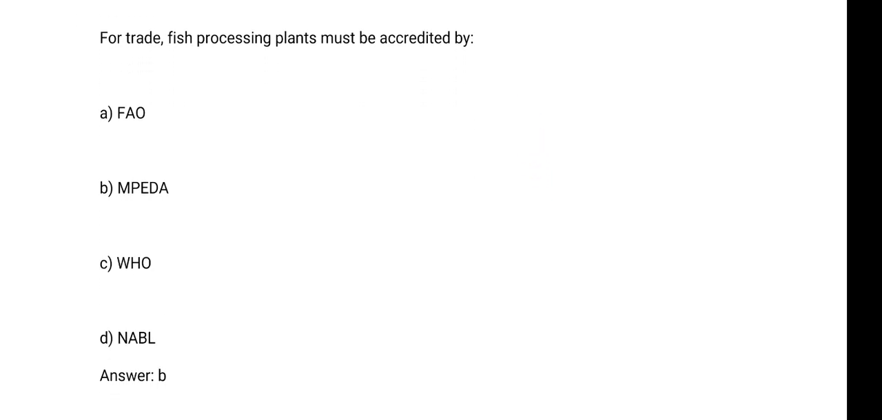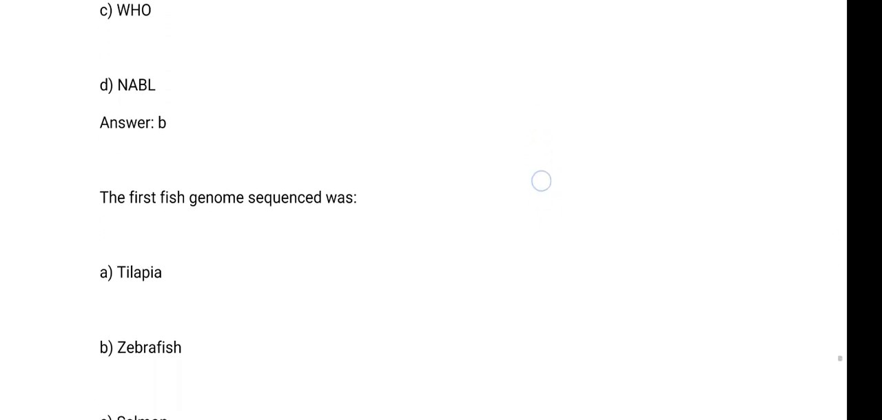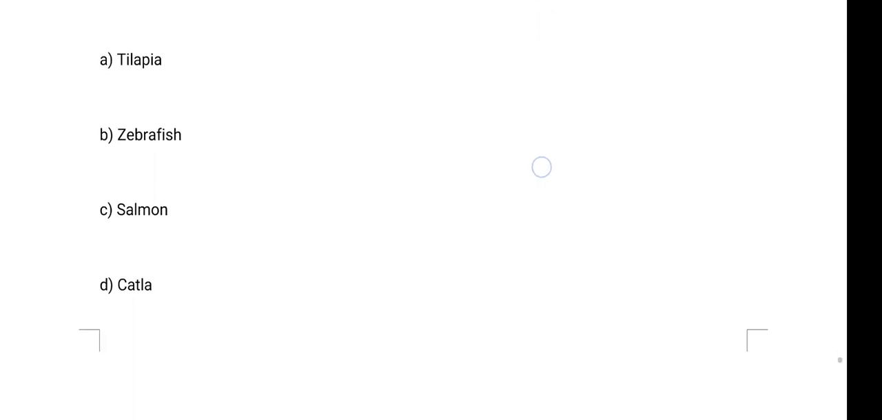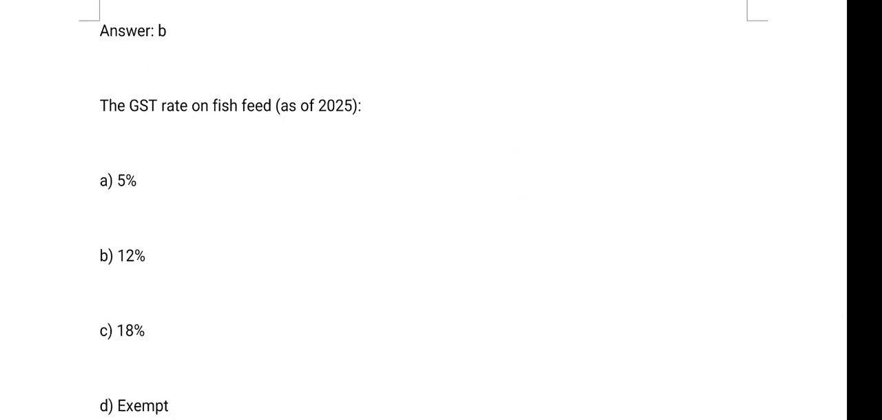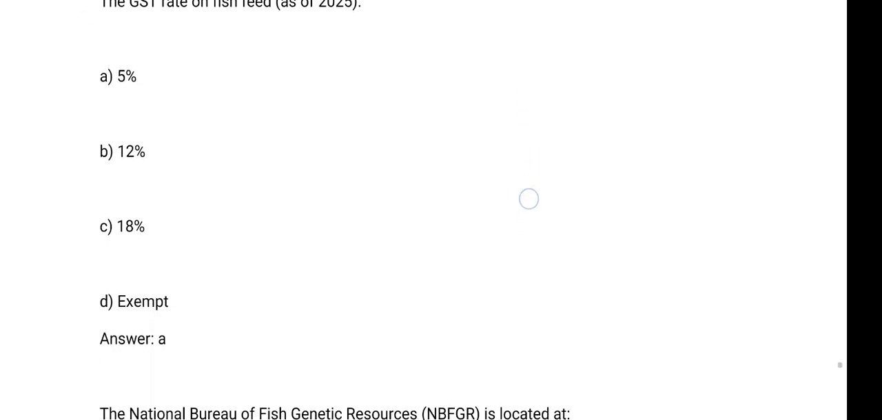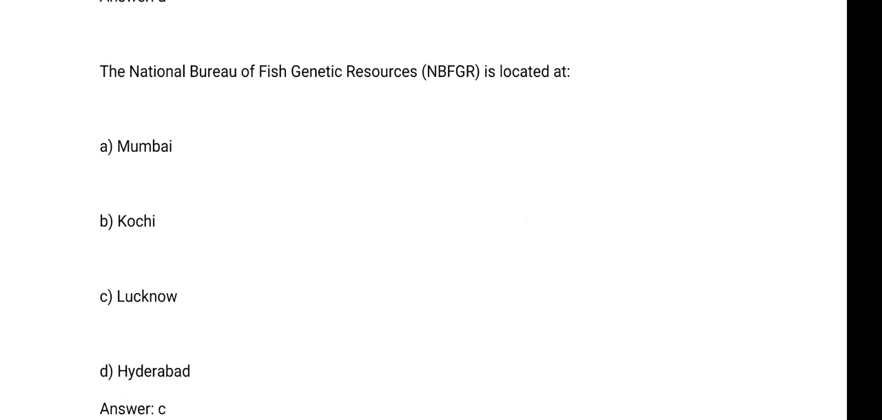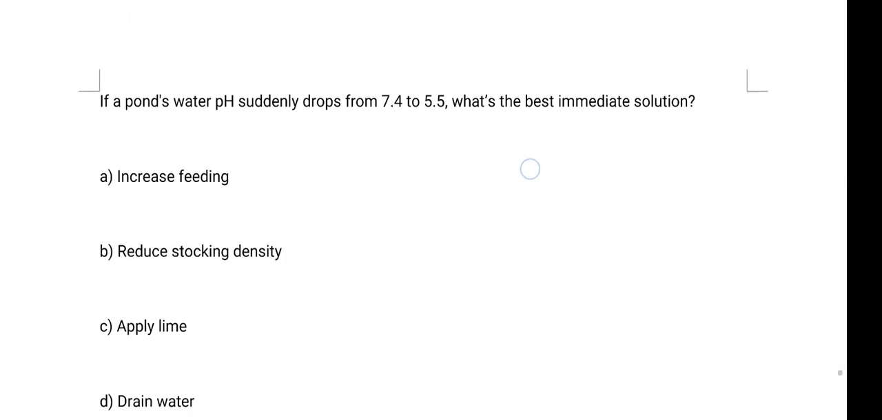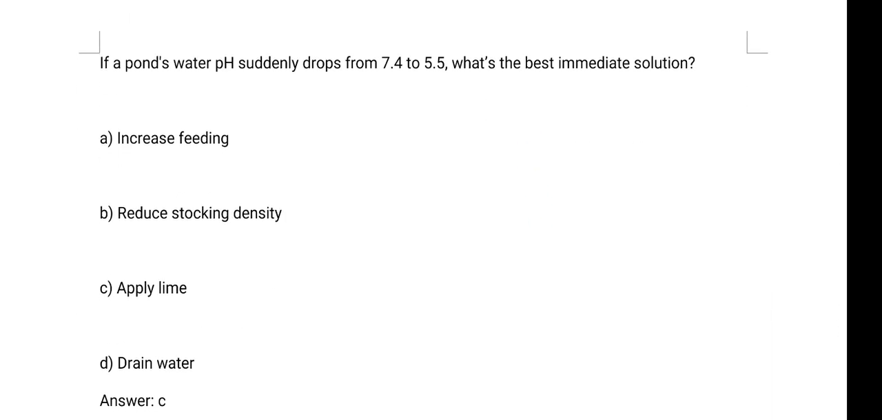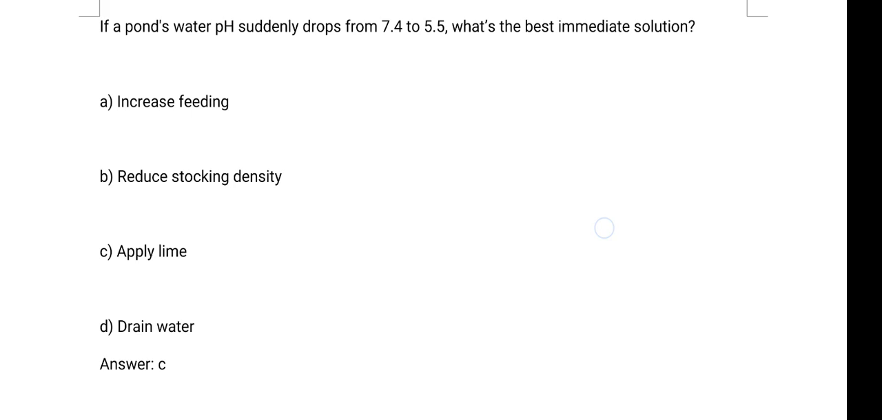For trade, fish processing plants must be accredited by, so it is by MPEDA. First fish genome sequenced was, the correct answer will be option B, zebrafish. GST rate on fish feed as of 2025, it is 5%. National Bureau of Fish Genetic Resources is located in Lucknow. If pond water pH suddenly drops from 7.4 to 5.5, what's the best immediate solution? So it is apply lime.